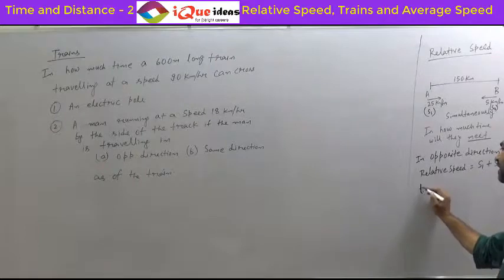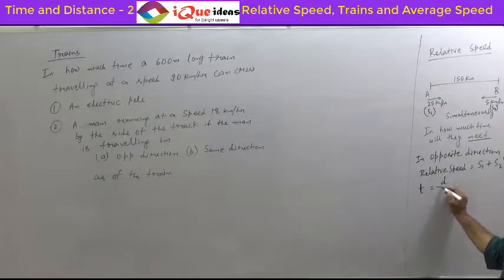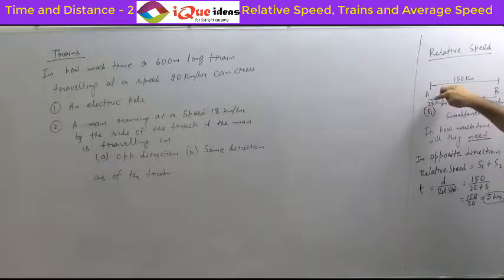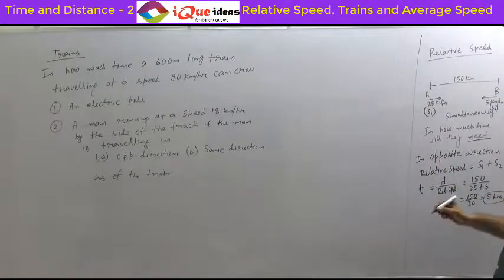So how will you calculate time? You will calculate time as distance divided by relative speed. Hence it is 150 divided by 25 plus 5, S1 plus S2. So it is 150 by 30, which is 5 hours in this case. Obviously, this person was taking 6 hours, so it will take less than that. So it has to be 5 hours. Alright, so this is in opposite direction.